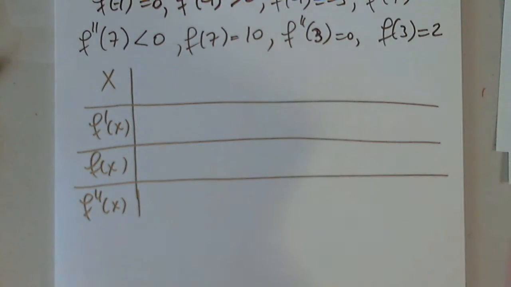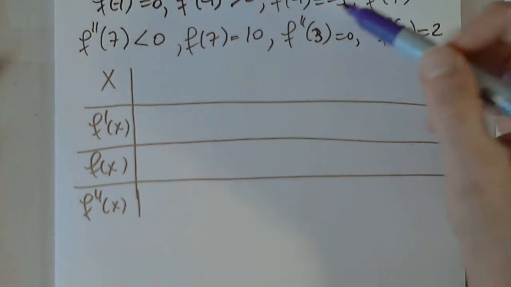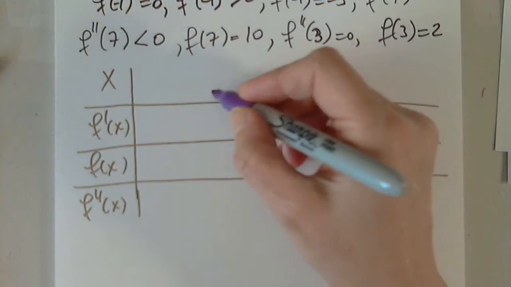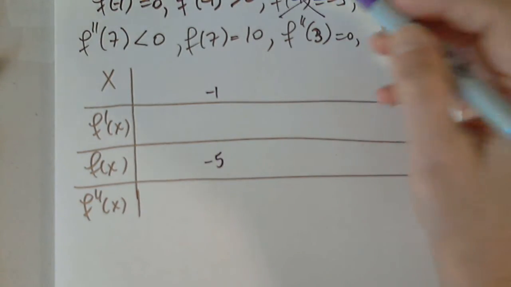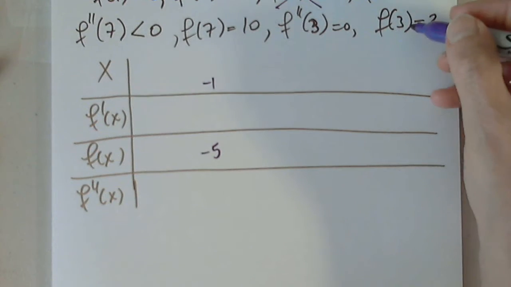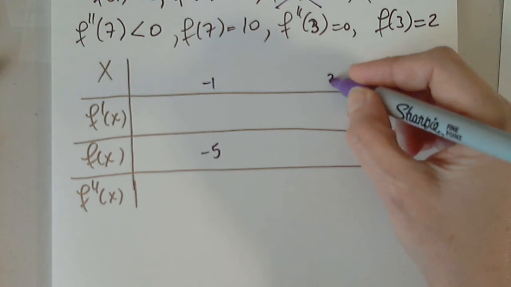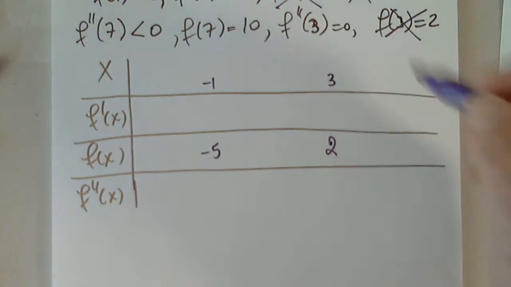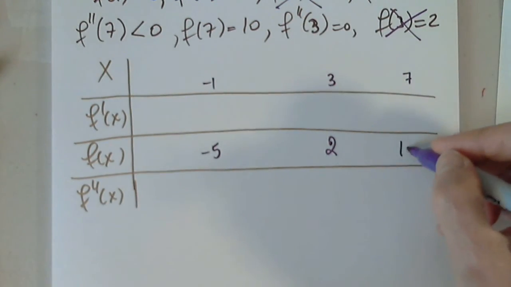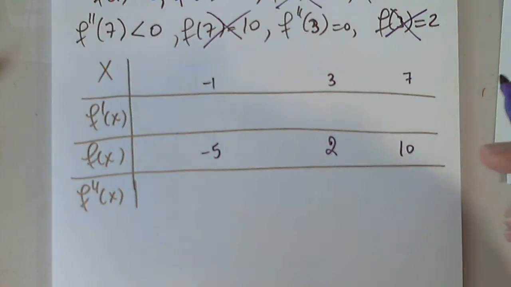Okay. So I'm going to start with, of course, this. At -1, the function is -5. Done. At 3, the function is 2. Done. At 7, the function is 10. Done.